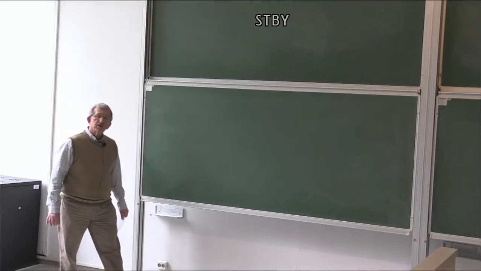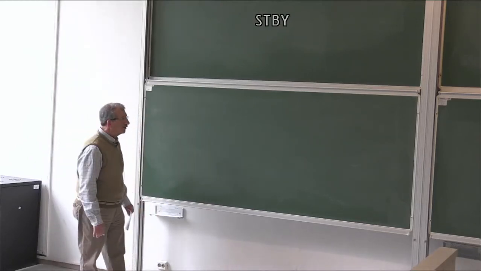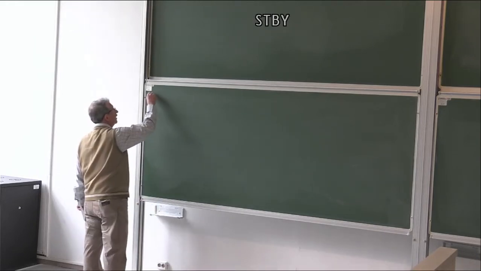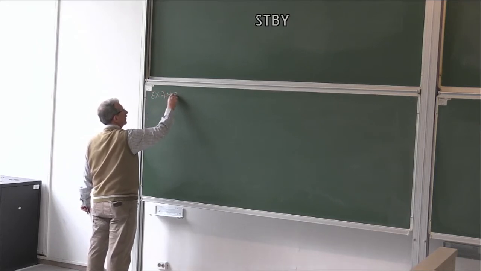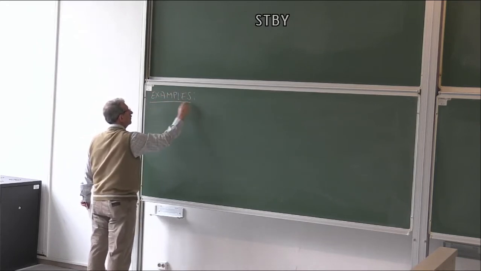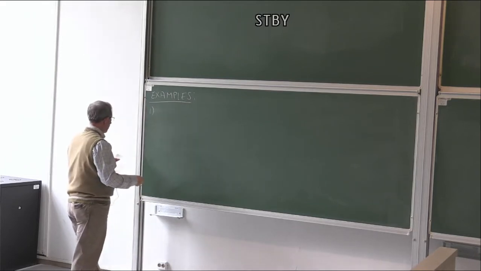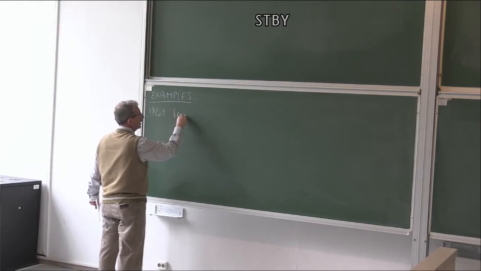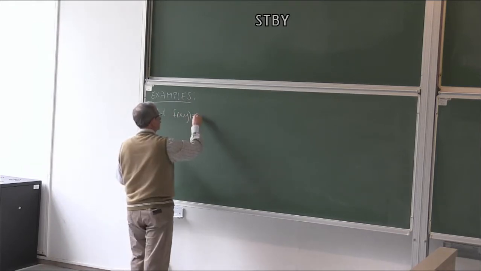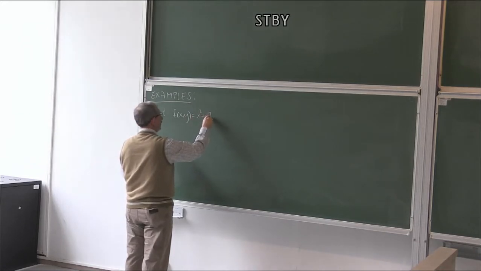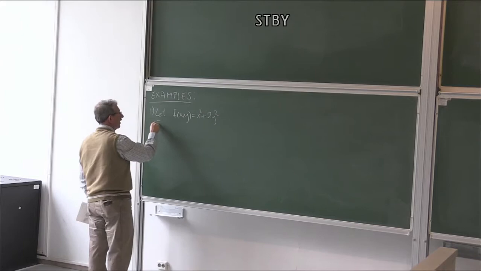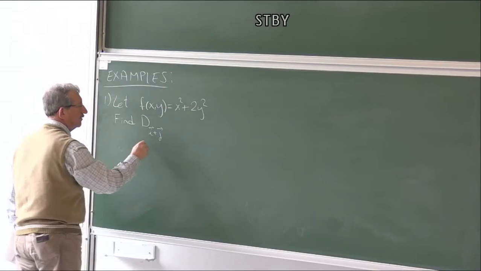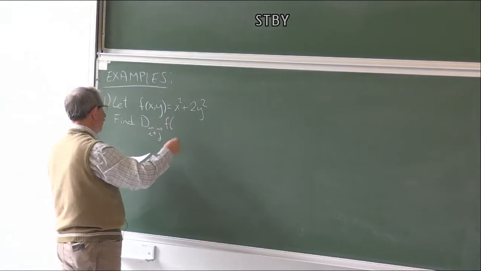Okay, let us see now some examples about the use and calculation of the directional derivative. Okay, the first one is a direct one. Let f(x, y) be x squared plus 2y squared. The question is to find the directional derivative of f in the direction i plus j at the point, say, (1, 1).